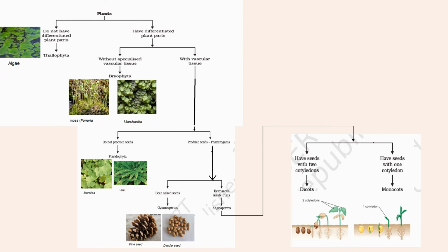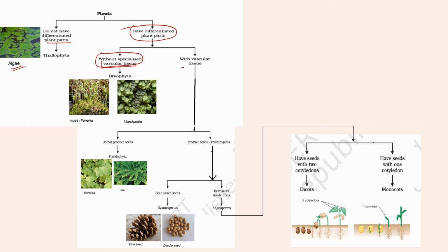Now let us see some examples for this Plantae family. For the Plantae family, we can see here algae, that is THALLOPHYTA. They do not have differentiated plant parts. So algae is the example of the THALLOPHYTA family. Now among the plants which have differentiated plant parts, those without specialized vascular tissue are BRYOPHYTA. So moss and marchantia are examples of BRYOPHYTA.